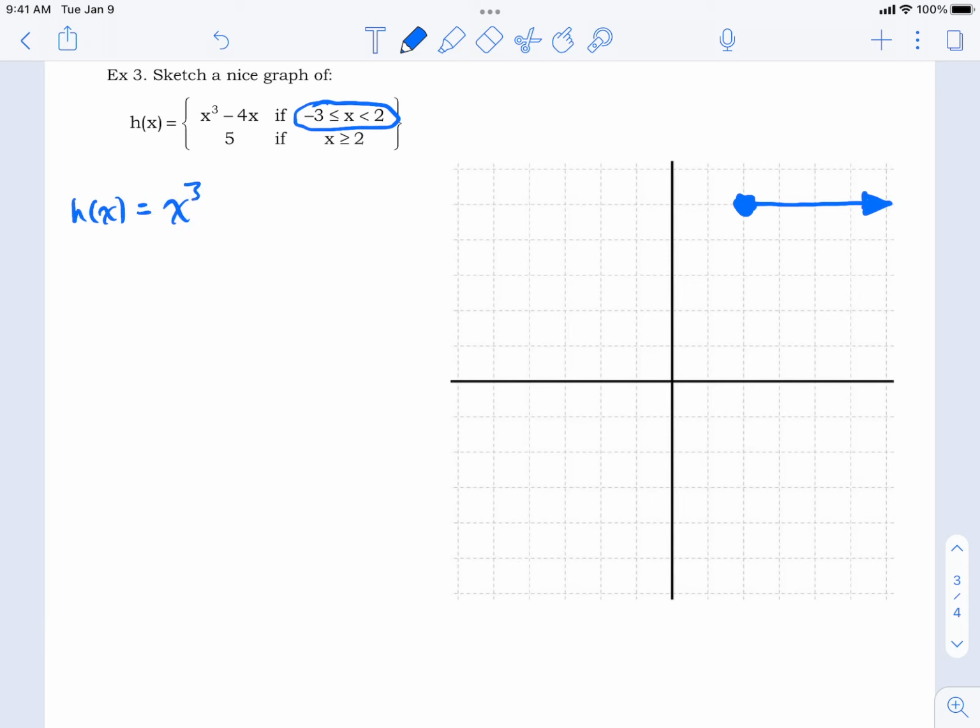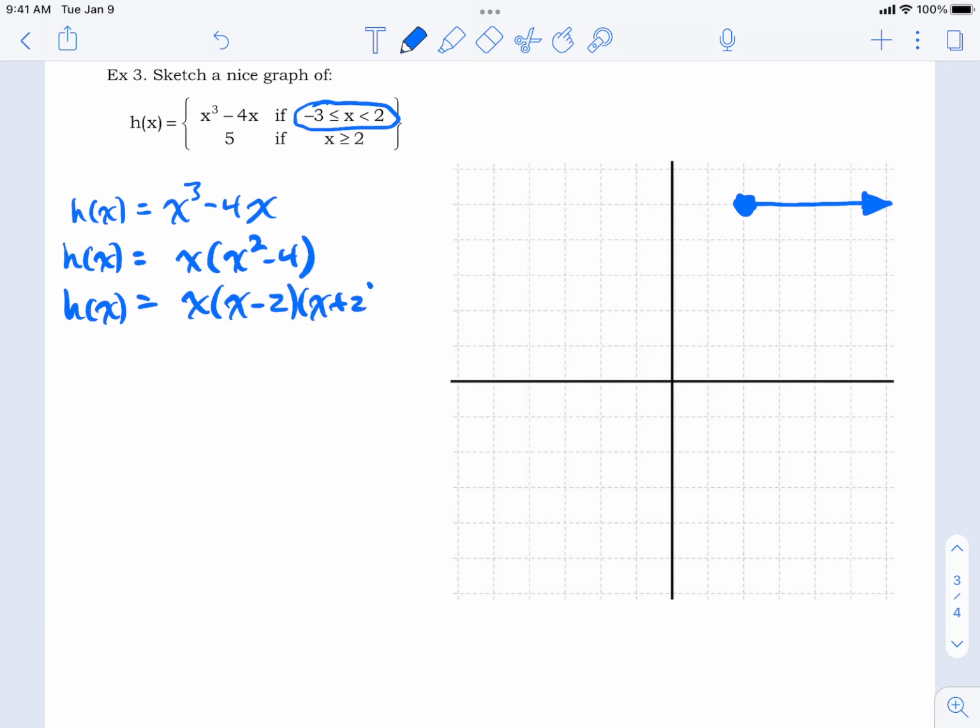x cubed minus 4x. The way I like to graph these polynomial type things is I like to factor them. So pull the x out and you're left with an x squared minus a 4. And remember, that's a difference of 2 squares. So if I factor it out completely, I like to work with that form.